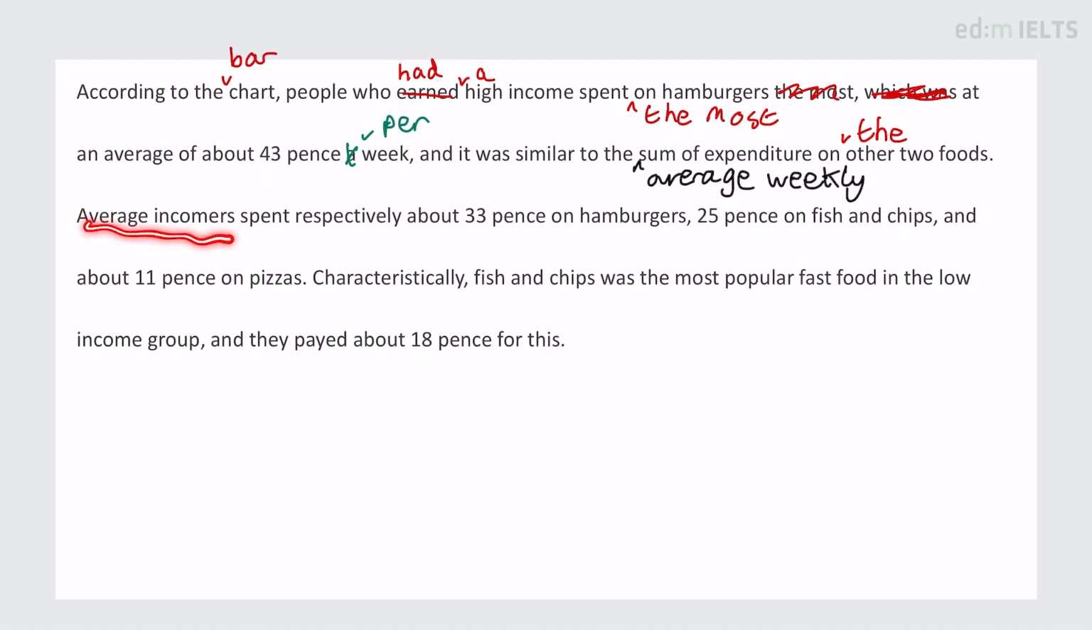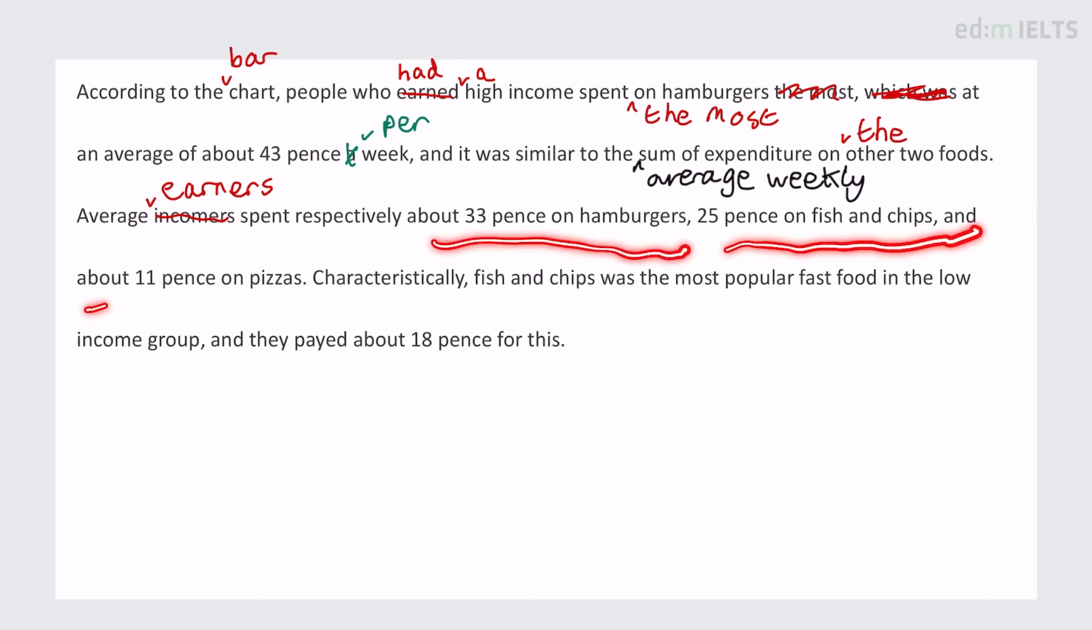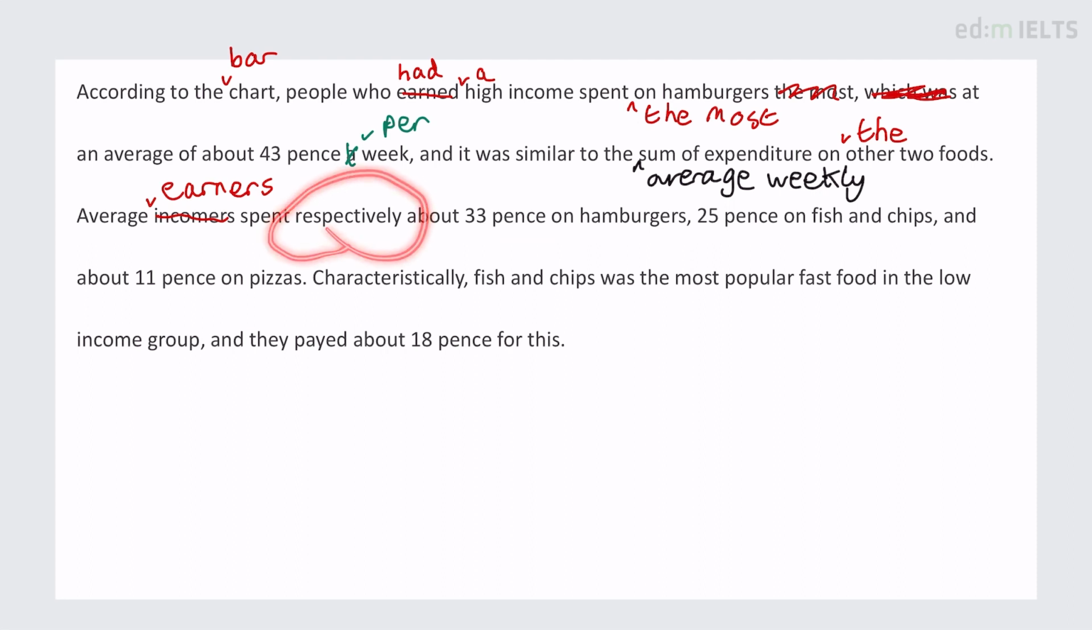So average income, this is like trying to use, I guess, less common language, which is a good thing to do. But I've never heard the word income used before. Earners, average earners, that sounds good now. Average earners spent respectively about 33 pence on hamburgers, 25 pence on fish and chips, and about 11 pence on pizzas. What do you think about the use of this word?